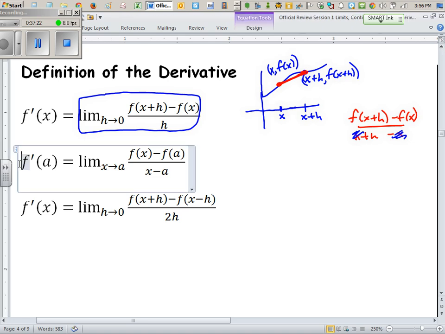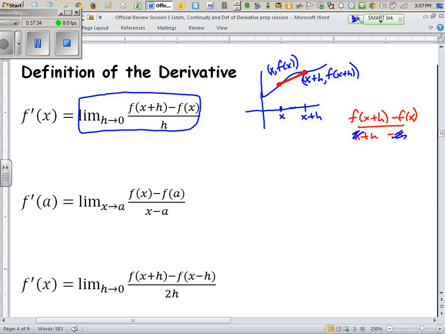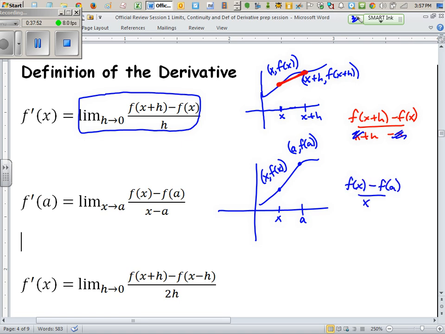Okay? There's another definition right below it here. It's tested about 1/3 as much. And that's this definition. And the picture's a little different. It looks like this. So you have x and a. So this is the point x, f of x and a, f of a. And the slope between them is f of x minus f of a over x minus a. And this time we're trying to get x to collapse onto a. So we're making x go to a. See? A little bit different. What ends up happening is you get f prime at a.